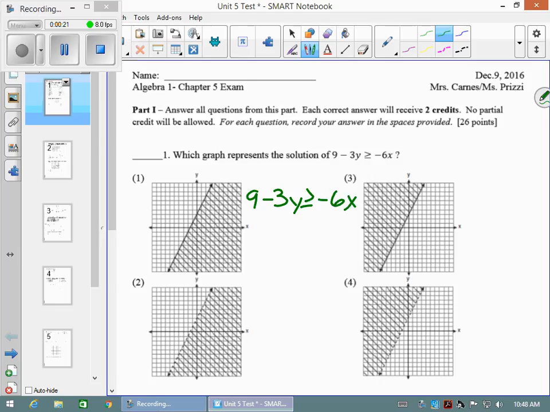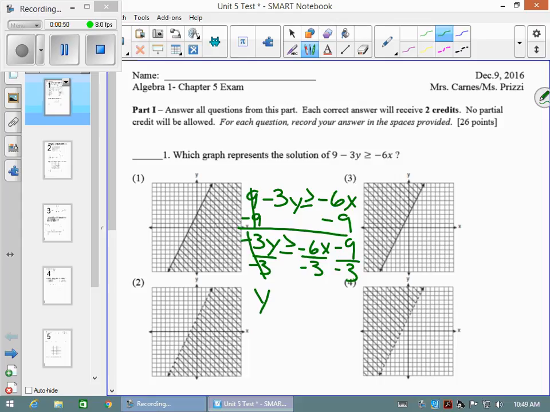So what I'm going to do is subtract 9 from both sides. Negative 3y, these cancel out, is greater than or equal to negative 6x minus 9. Now we still need to get our y by itself, so I'm going to divide by a negative 3 across everything. When I divide by a negative 3, these cancel out, and I'm going to have y.